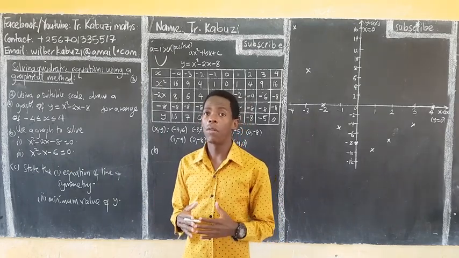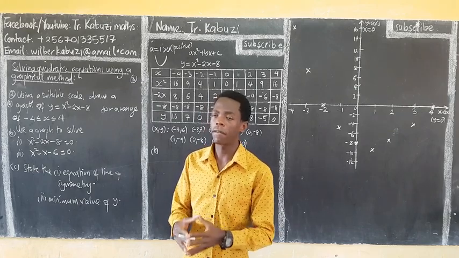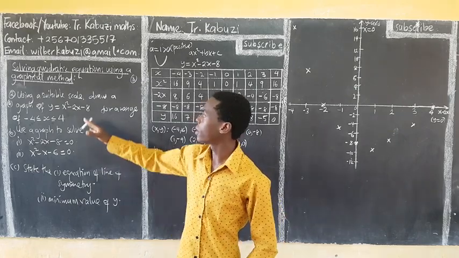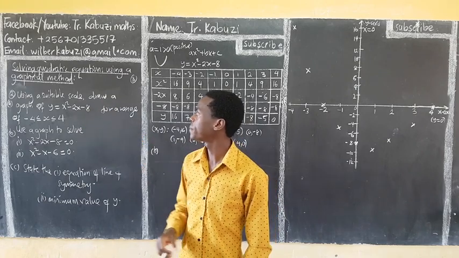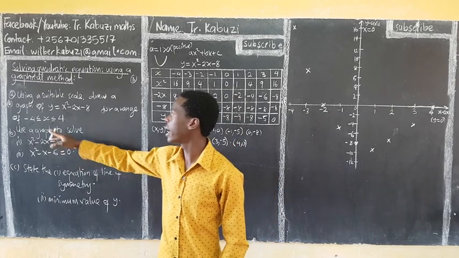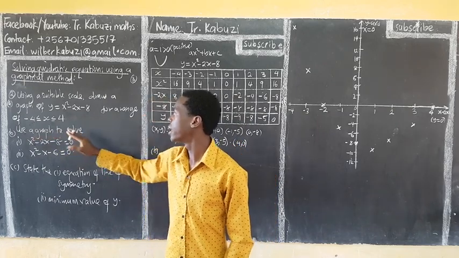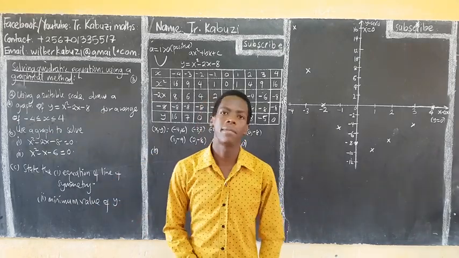We are going to see more of how we solve these equations using the graphical method. So the question is: using a suitable scale, draw a graph for x between -4 and 4. Use the graph to solve the equation, then find the equation of the line of symmetry and the minimum value.